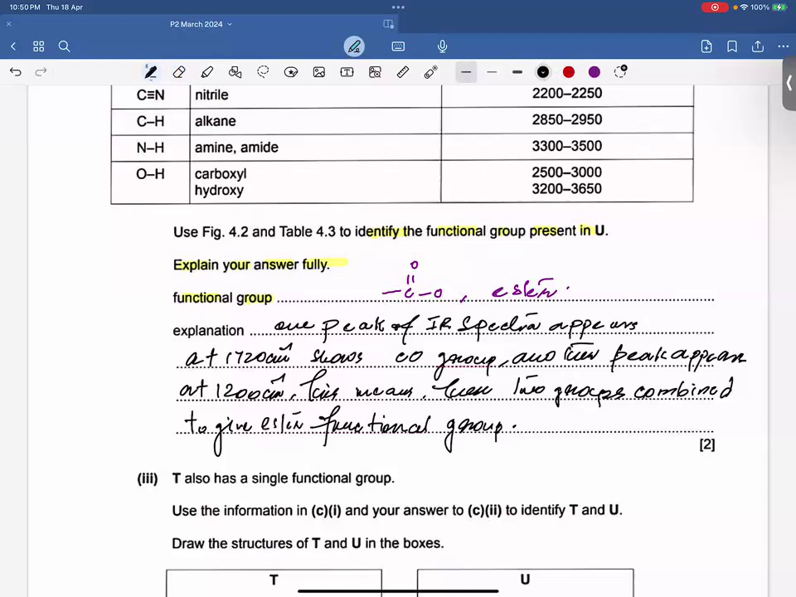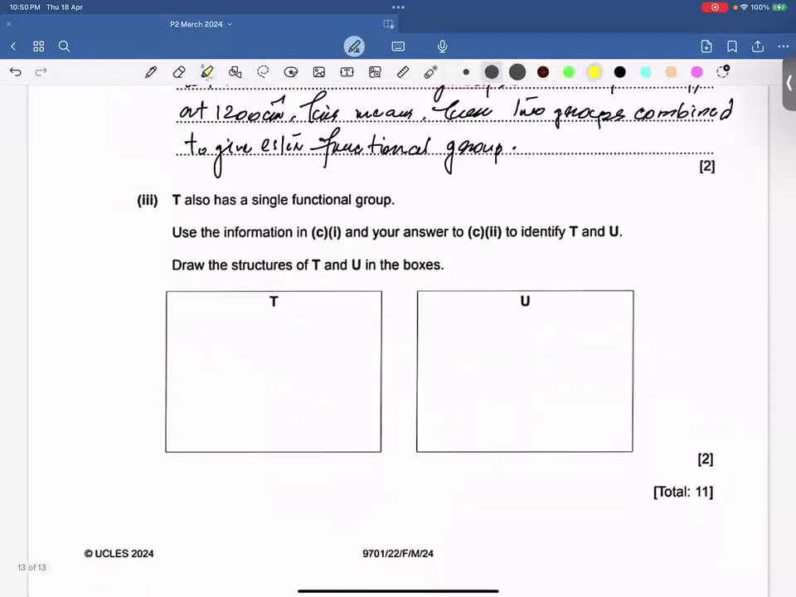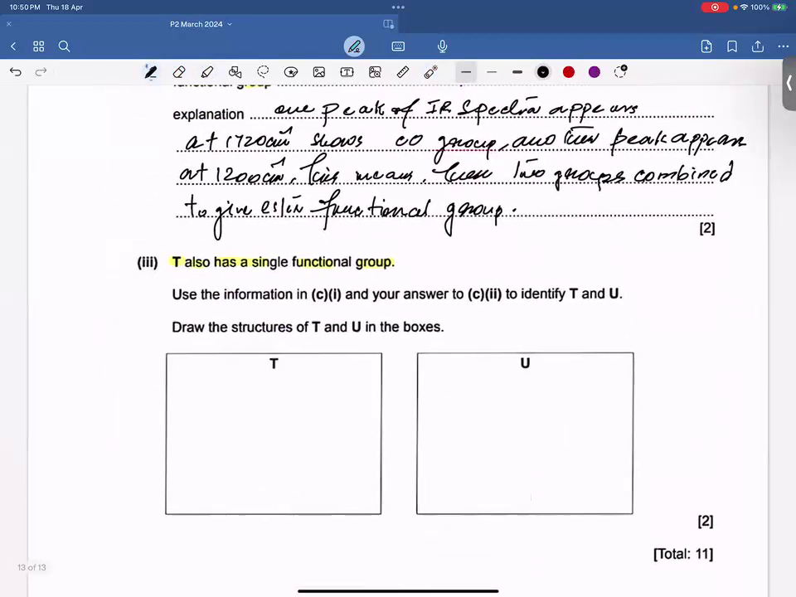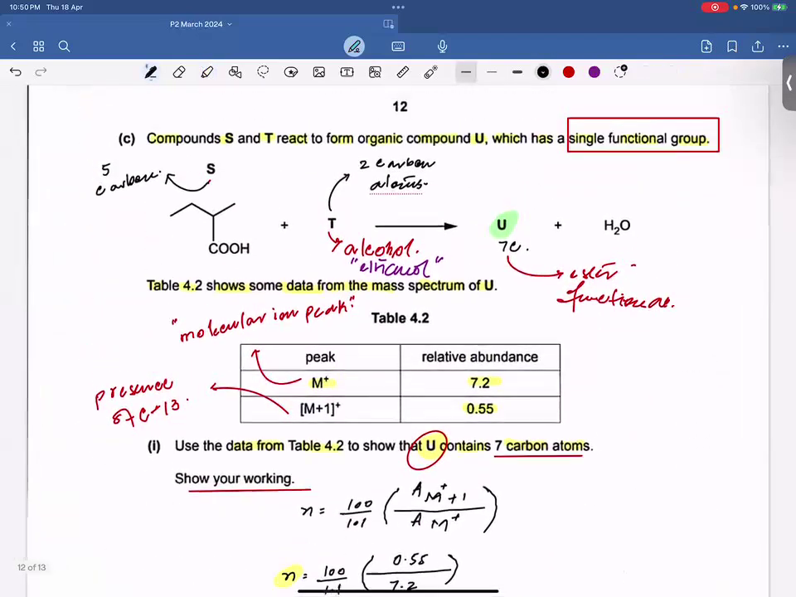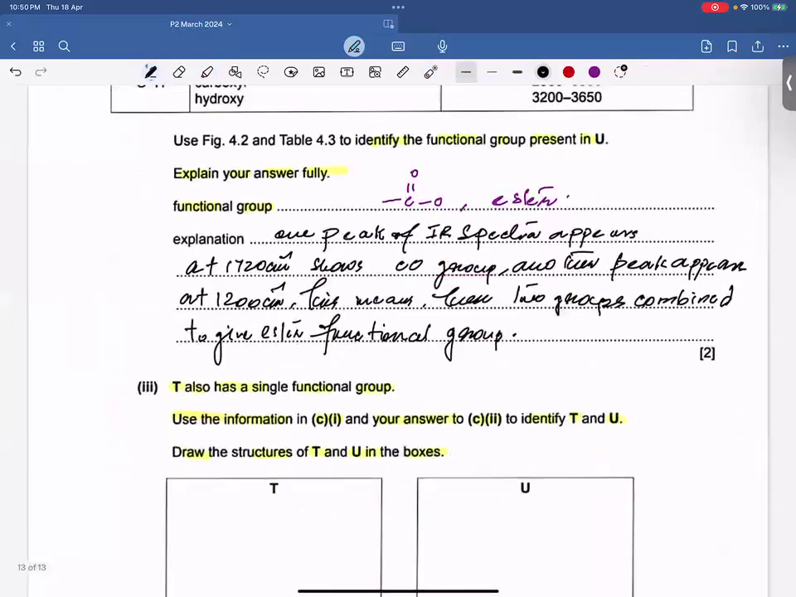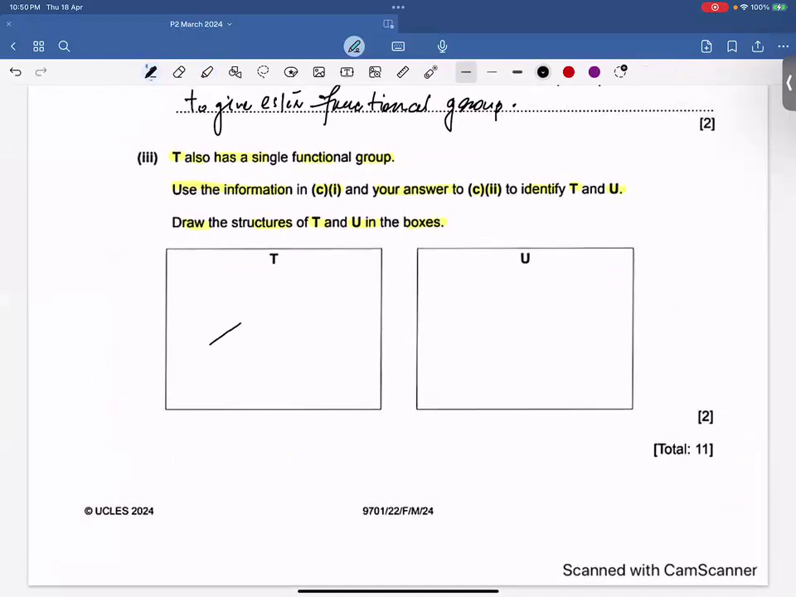Okay. T also has a single functional group. What is T? The functional group is basically an alcohol, that is the OH group. And it's proved. Use this information in C1 and your answer to C2 to identify T and U. Draw the structure of T and U in the boxes. T is basically ethanol, that is CH3CH2OH.